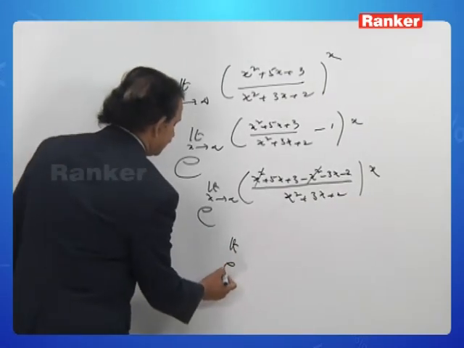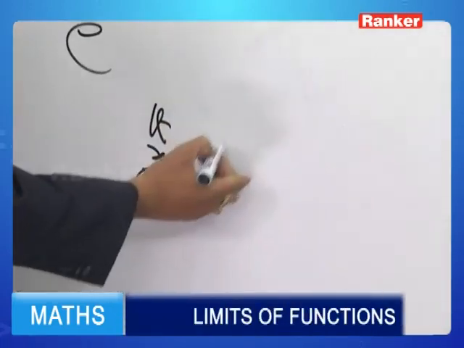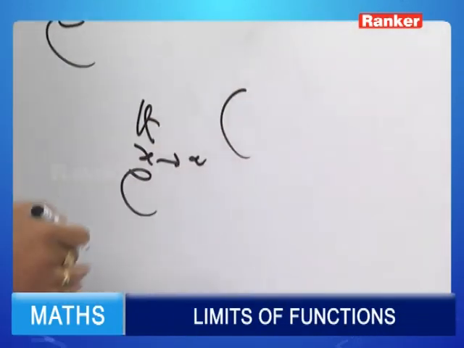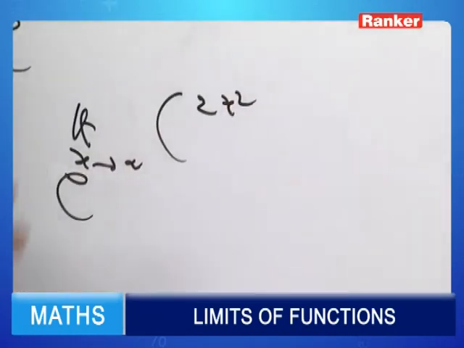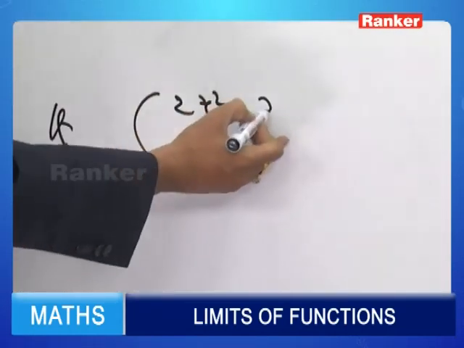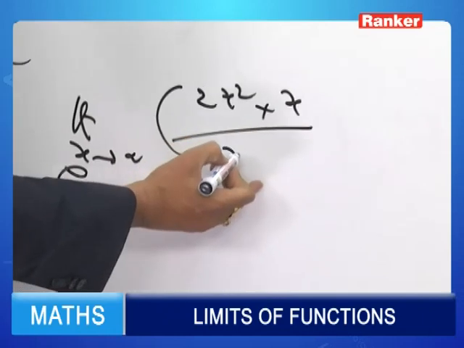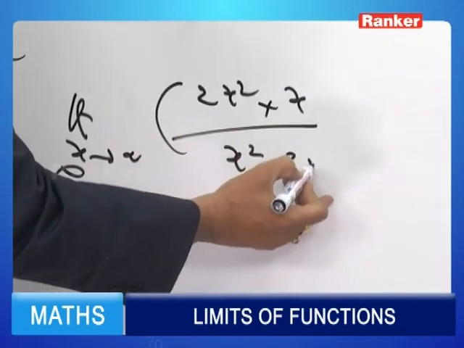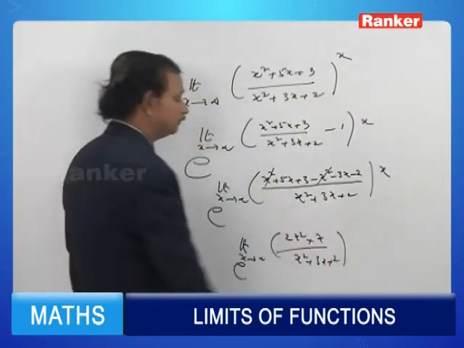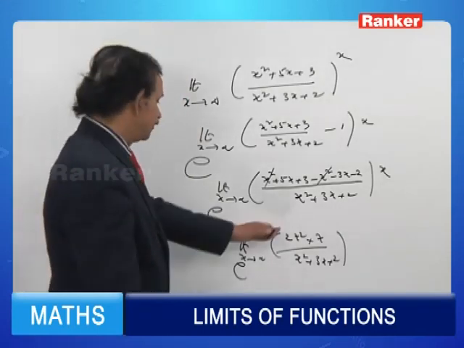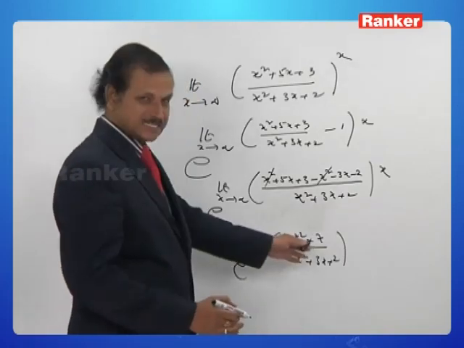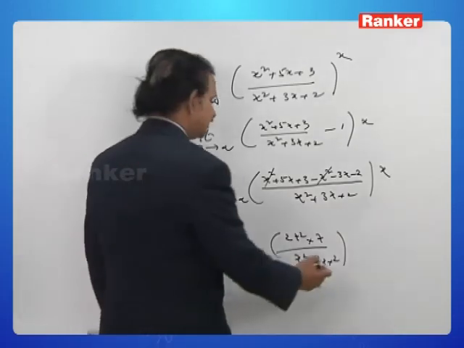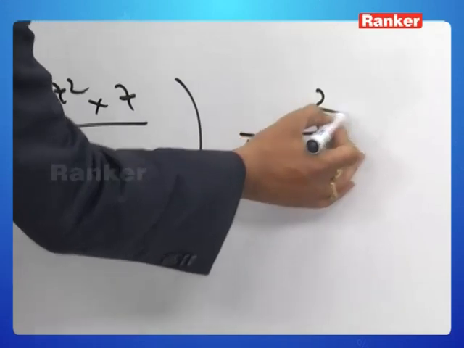e power limit as x tends to infinity, 5x minus 3x is 2x, 2x into x is 2x square, 3 minus 2 is 1, 1 into x is x, so 2x square plus x by x square plus 3x plus 2. 2x square by x square is 2. So the limit of this expression as x tends to infinity is 2. Hence the answer is e square.